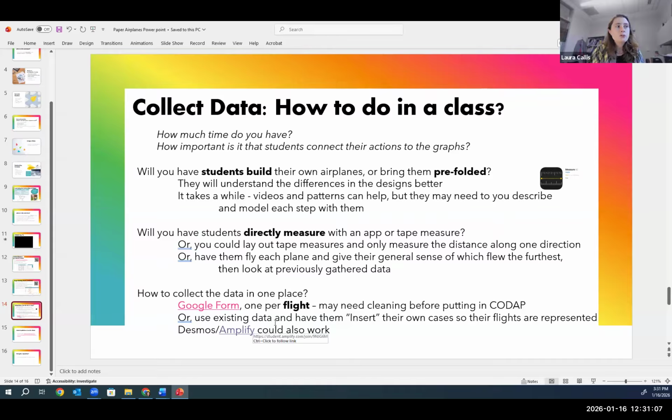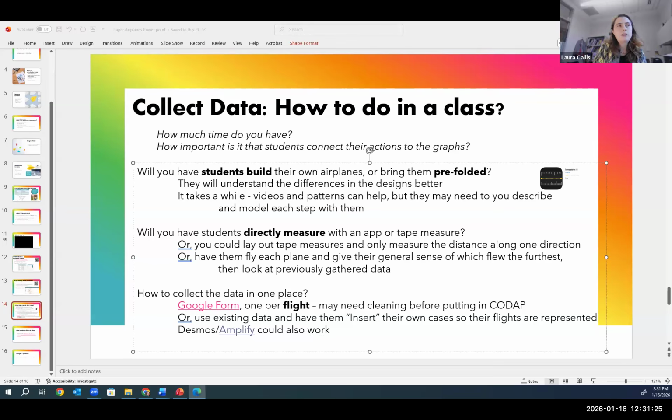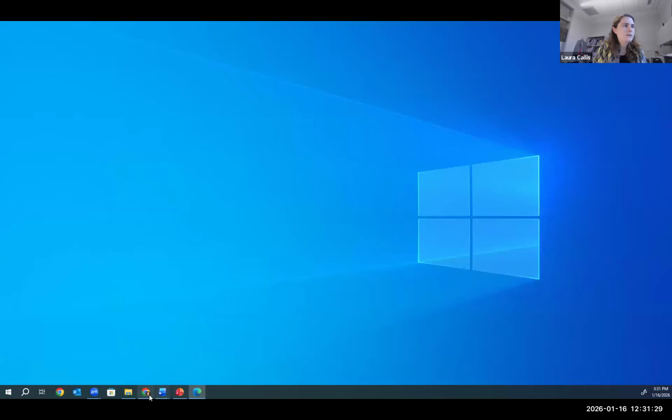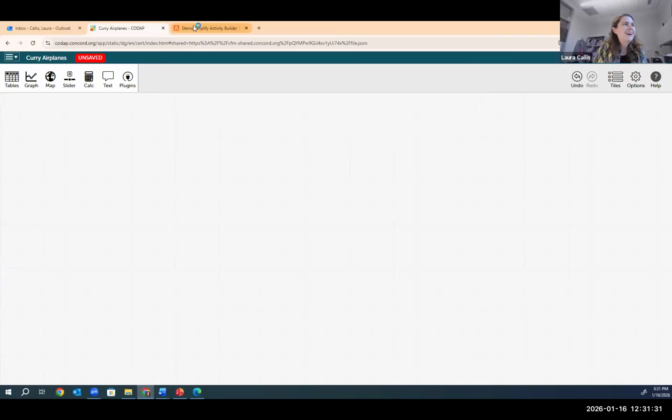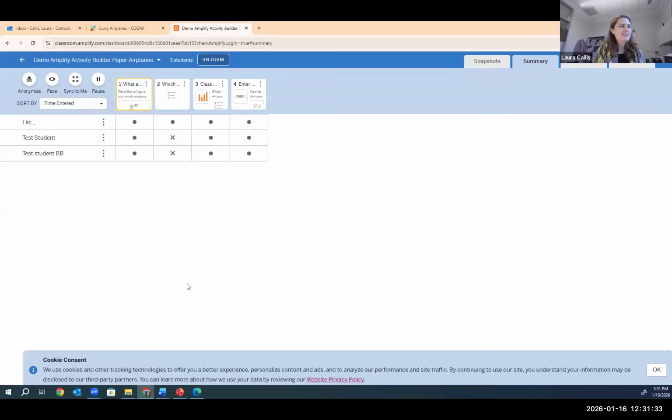But you can also just use the existing data and have them insert the case as a new line on CodeApp, and that way they're still represented in the data, so they can sort of understand what it is they're looking at, but you don't have to worry about cleaning all the data ahead of time. And then Desmos and Amplify also work. So Desmos is now Amplify, and I just wanted to show you what that looks like. We use it a lot at Curry because we can hold students accountable for actually doing things.